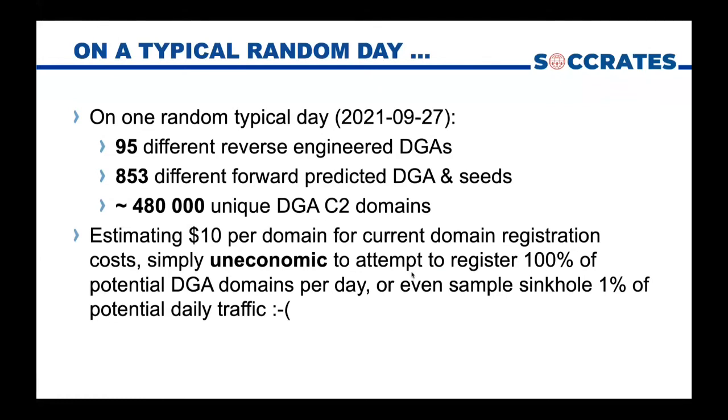So from a defender point of view, if we wanted to actually block all these threats, some of them are dead, but some, as I showed, are still alive, then we would have to register all the domains in use. And if we estimate $10 per domain for 1 year, it is simply uneconomic from our perspective or any perspective to actually register 100% of potential DGAs or even sample a percentage of them. So that is a real problem for the defenders, and we work around it in multiple ways.